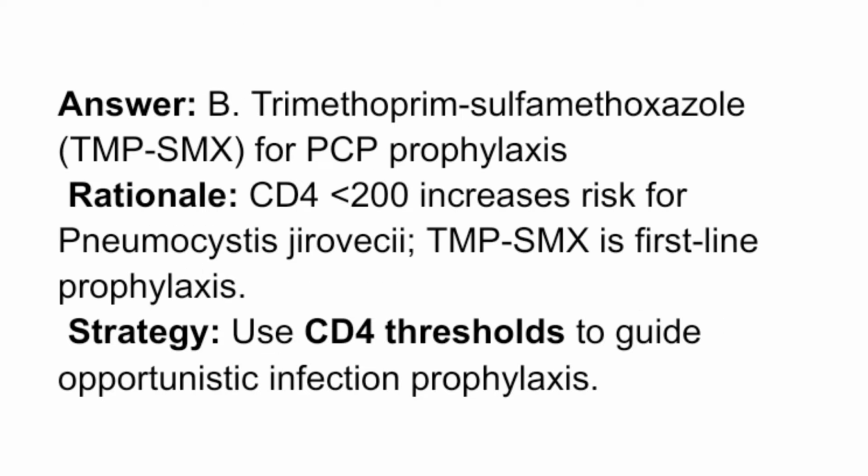Answer: B. Trimethoprim sulfamethoxazole, TMP-SMX, for PCP prophylaxis. Rationale: CD4 less than 200 increases risk for pneumocystis jirovecii. TMP-SMX is first-line prophylaxis. Strategy: use CD4 thresholds to guide opportunistic infection prophylaxis.